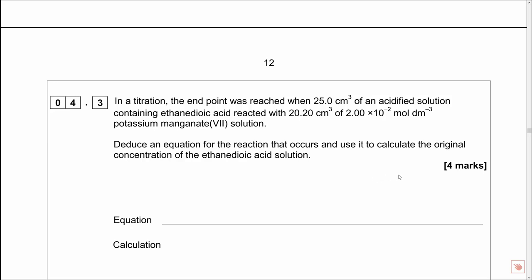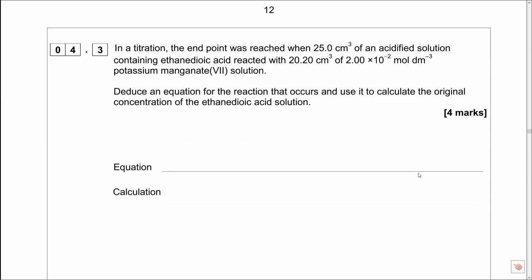4.3 then. In a titration, the endpoint was reached when 25 centimeters cubed of an acidified solution containing ethanedioic acid reacted with 20.2 centimeters cubed of potassium manganate solution. Choose an equation for the reaction that occurs and use it to calculate the original concentration of the ethanedioic acid solution. Right, I like this.